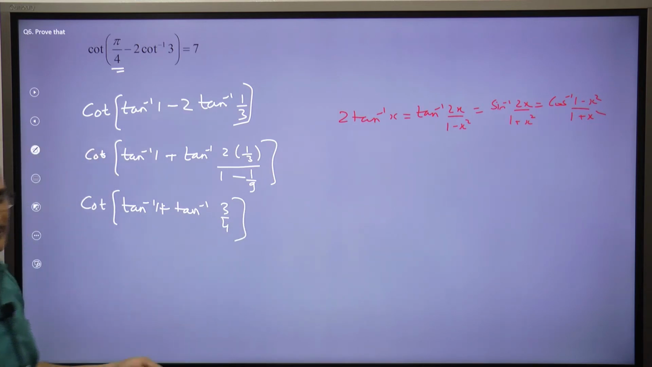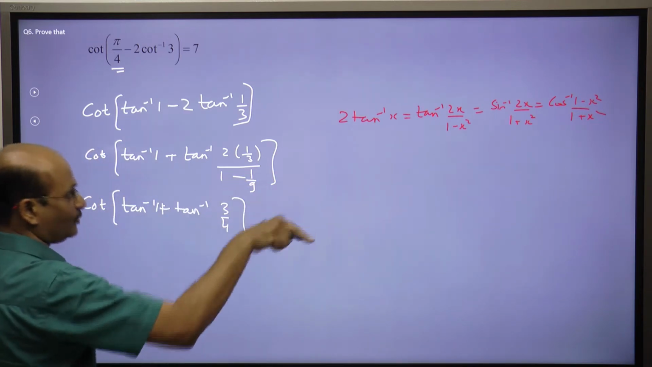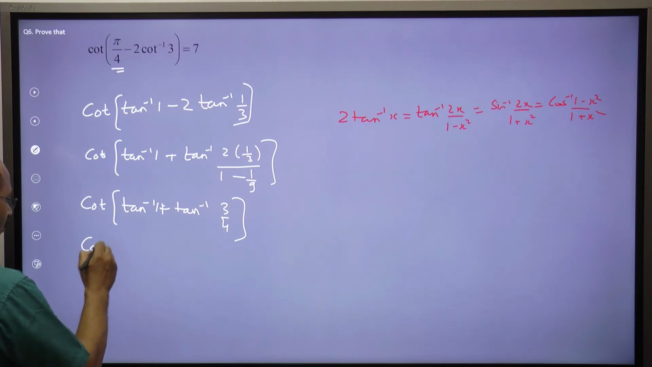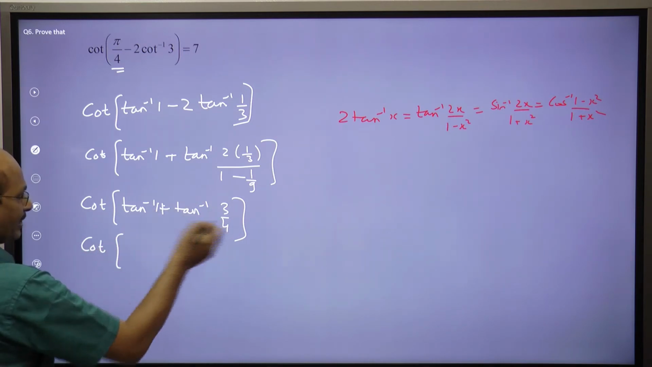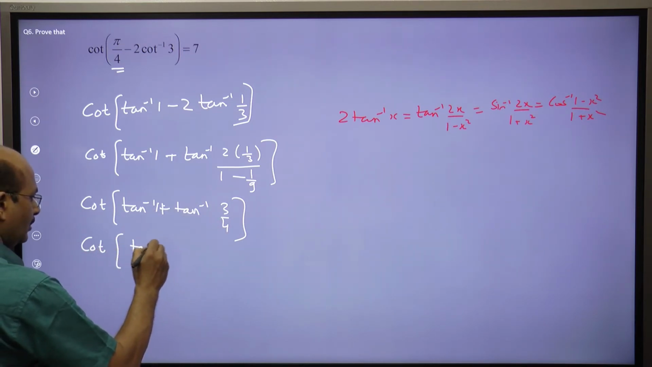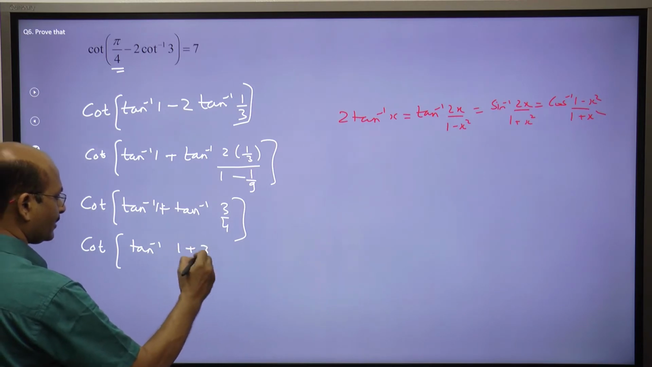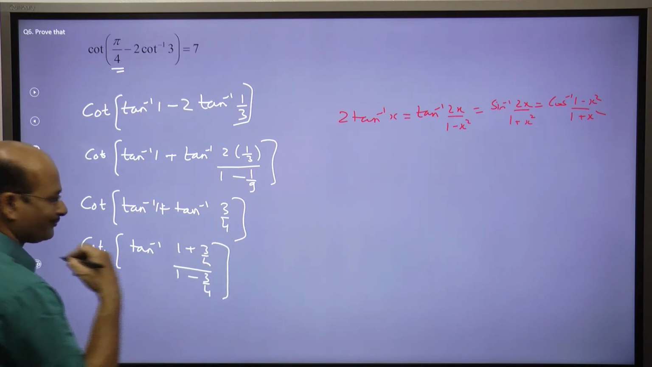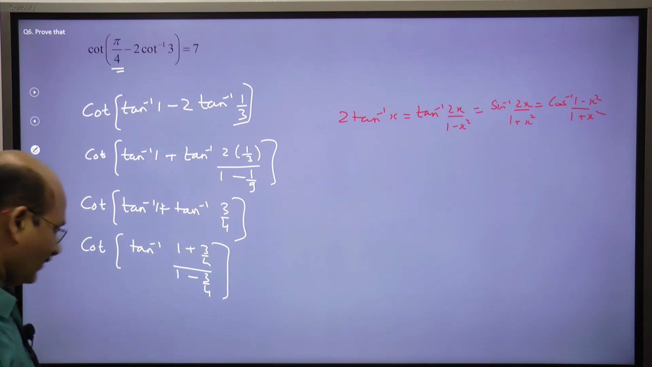You can simplify yourself. I did it mentally. But don't do it mentally in the board exam. Try to write it out and solve it so that there is no mistake at your end. So tan inverse x plus tan inverse y, everybody knows what we do. Cot of tan inverse x plus tan inverse y is tan inverse of x plus y upon 1 minus xy. Don't you think it is much better?